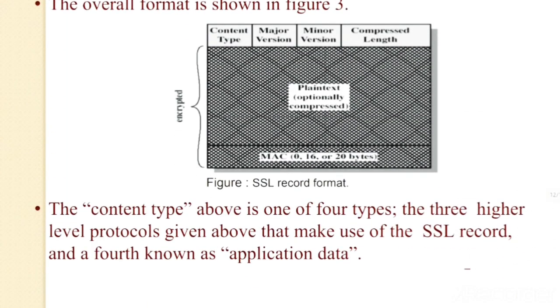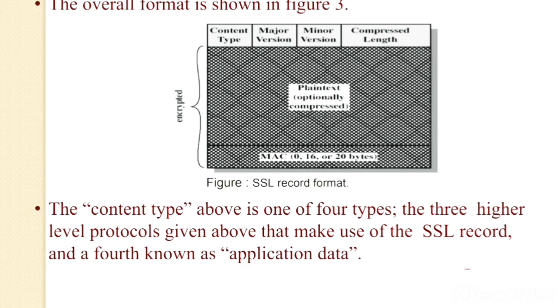And overall these fields have been shown in the above figure. We call it the SSL record format. The plain text is optionally compressed, and these are the 4 different header fields. The content type above is one of 4 types.